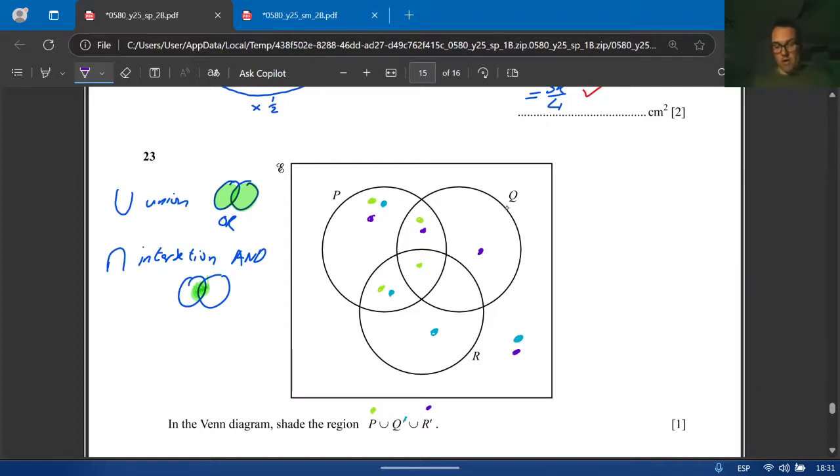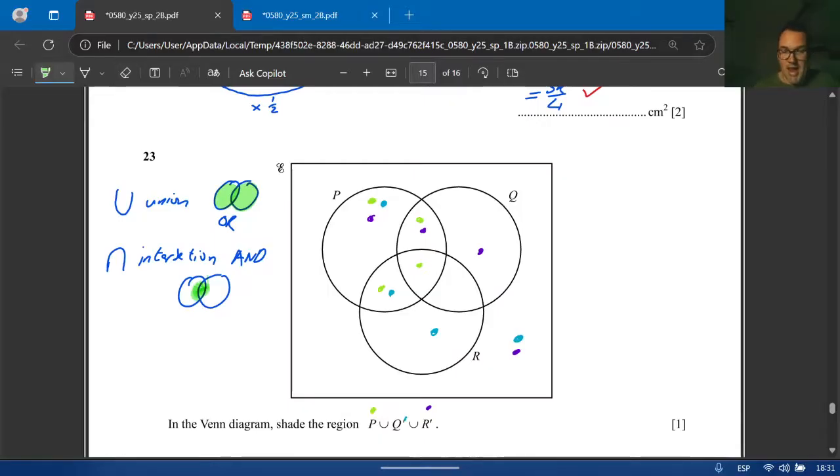We have now marked those three sections. Now remember this. If those were all intersections, it had to be in P, and it had to be not in Q, and it had to be not in R, and that would be only this region here. That's intersection, okay? But it's not. It's union. Union is or. Or this, or that, or that.